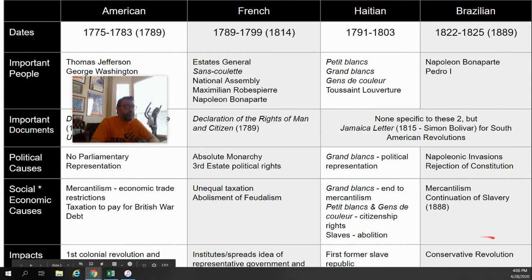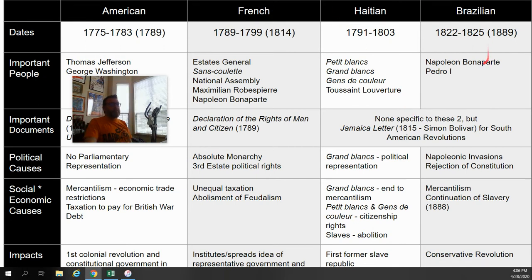So it's a conservative revolution led by a Portuguese monarch to just become the emperor of Brazil. Now, notice under important documents for each of these, there's not a specific Haitian one. There's a Haitian constitution. There's like three. There's a Haitian Declaration of Independence.